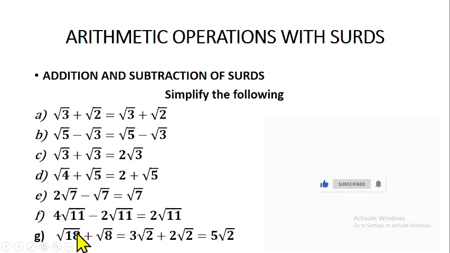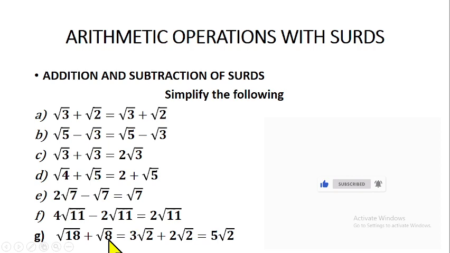No, we cannot add them together. But if you look at the √18, it has not yet been simplified to the simpler form. We can still simplify √18 further. Am I correct? We can simplify √18 further, and also we can simplify √8 further. Right now we cannot add them.